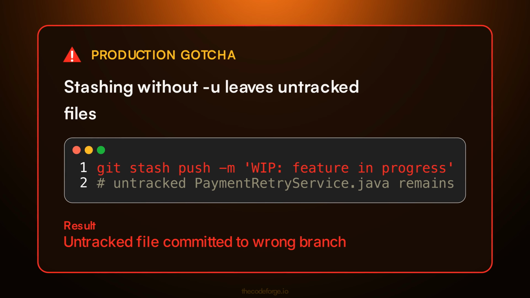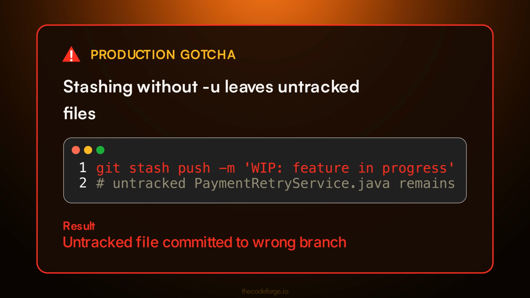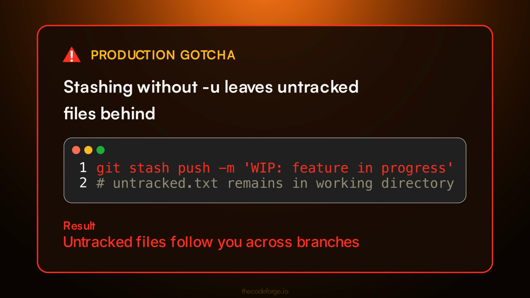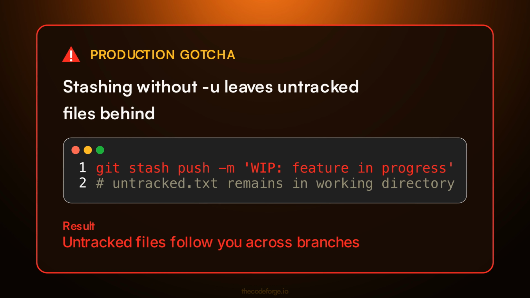By default, git stash does not include untracked files. If you have new files that haven't been git added, they stay in your working directory and follow you across branches. Always use git stash -u when you have untracked files. By default, git stash only stashes tracked files. When you switch branches, those files come with you, potentially causing unintended commits on the wrong branch.